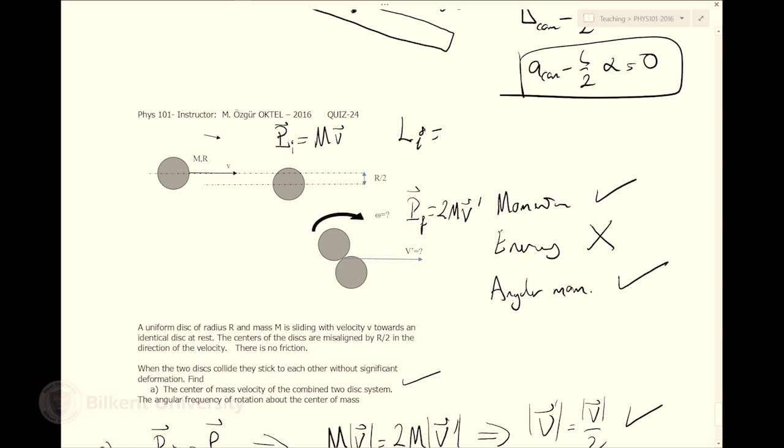So how about the initial angular momentum? That's a good question. With respect to what? What was my advice to everyone? Always stay in the center of mass.